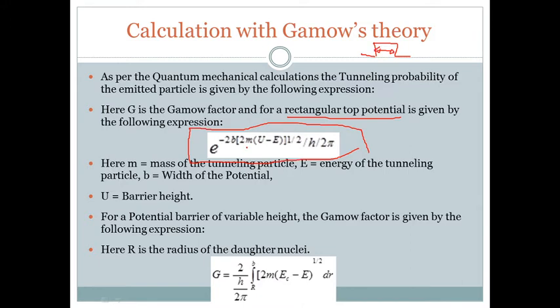This is your width B. Mass M is the mass of the tunneling particle, the particle which is trying to tunnel through. U is the height of the barrier, this is 0, and this is the height U. E is the energy, which is obviously less than the height. We are trying to see if it can tunnel through, and these are all the expressions here.